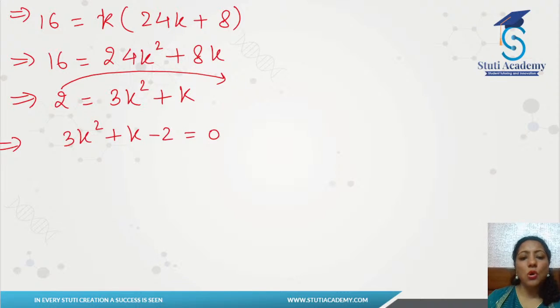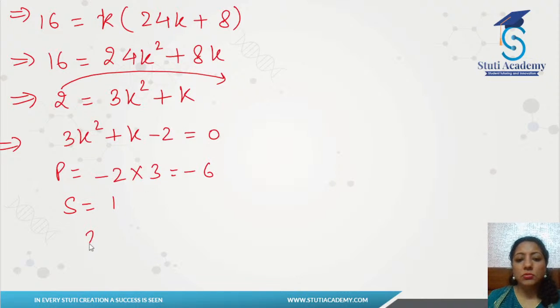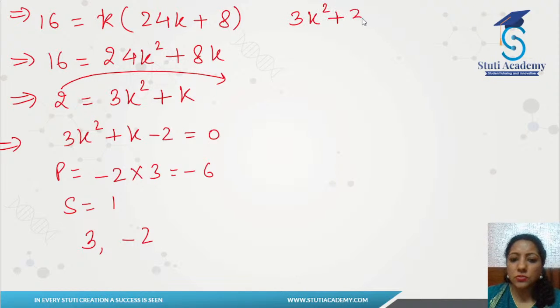So here we are going to solve for k using split the middle term. We want two numbers whose product is minus 2 into 3, that is actually minus 6, and the sum is 1. So if I take 3 and negative 2, I'm going to get the product as minus 6 and I will get the sum as 1. So I'll write this k as 3k minus 2k. So we have here 3k square plus 3k minus 2k minus 2 is equal to 0. So we have split this term.